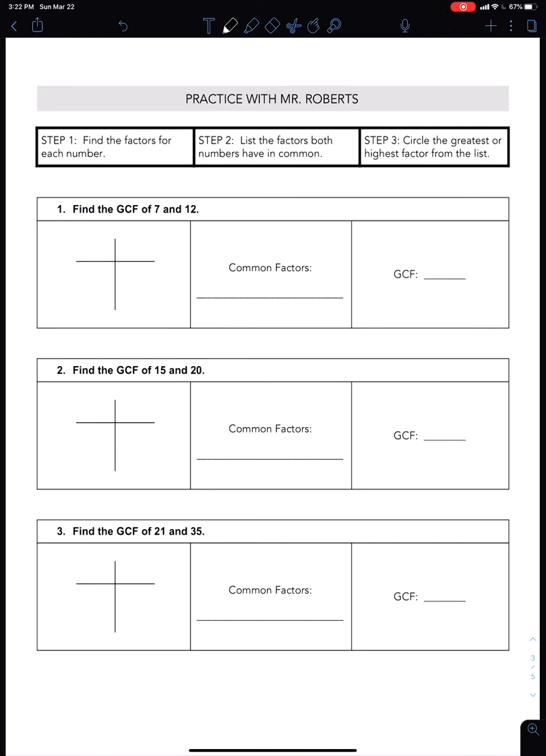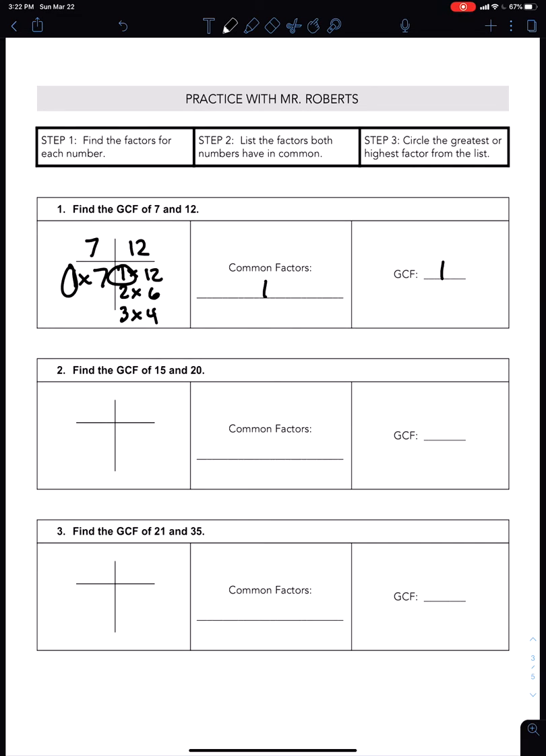So we have 7 and 12. I'm putting that at the top of my T-chart. You should be making a T-chart on your paper and writing out the factors of 7, which is 1 times 7. And then for 12, we have 1 times 12, 2 times 6, and 3 times 4. So I'm going to look and see what factors they have in common. Interesting, it's only 1. That means the greatest common factor is 1. That can happen sometimes. Sometimes the greatest common factor is only 1.